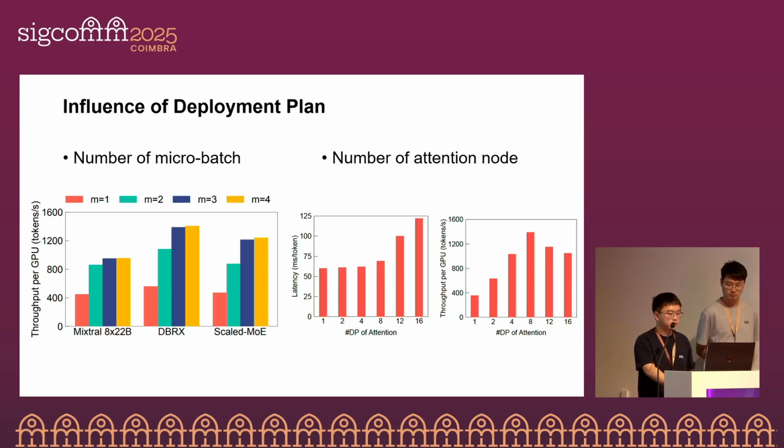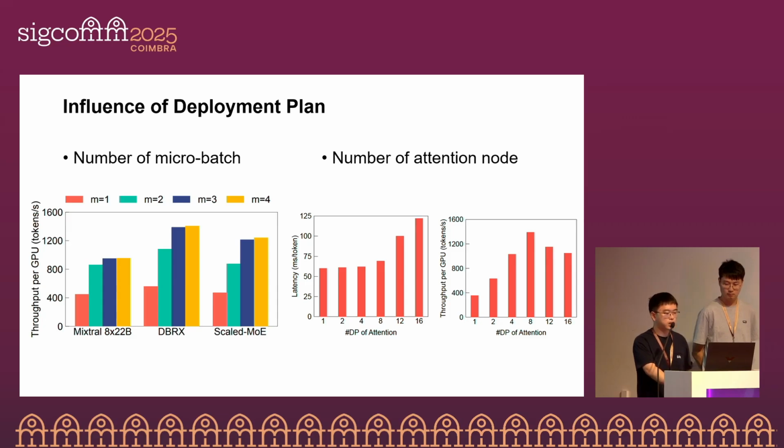Second, we consider the number of attention nodes. With few attention nodes, the computation time of FFN is shorter than that of attention, leading to imbalance. Therefore, adding more attention nodes can increase the FFN computation time and balance the two. So we can increase the throughput without raising latency.